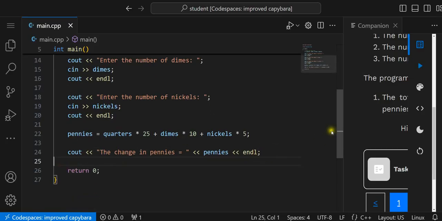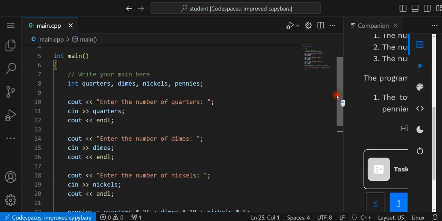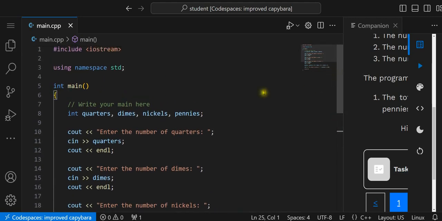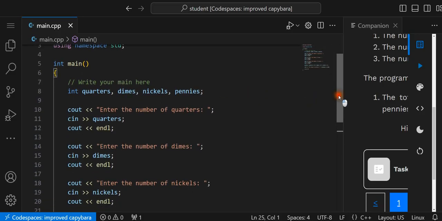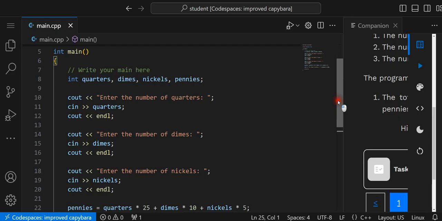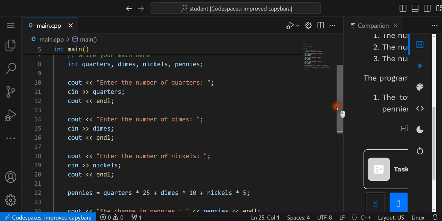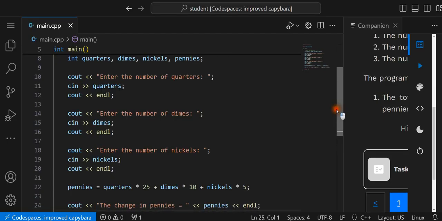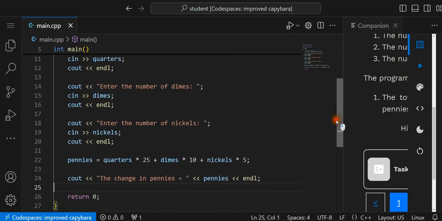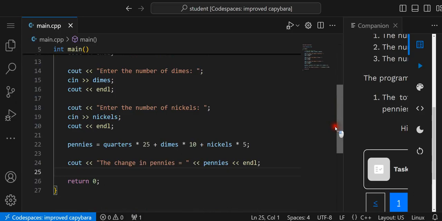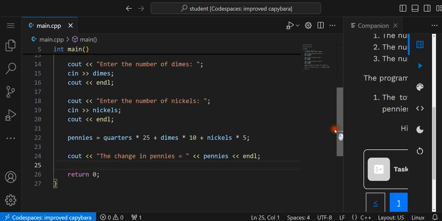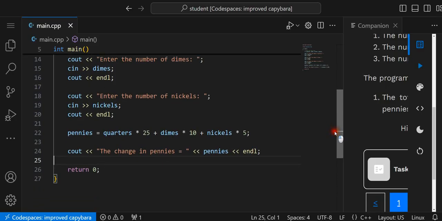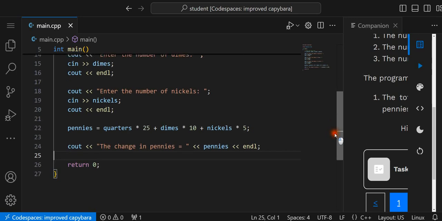All right. Let's look at it again. A lot of copy and paste, a lot of moving parts, but we simplified it pretty quick. So let's go integers: quarters, dimes, nickels, pennies. Enter the number of quarters, quarters in line. Enter the number of dimes, dimes in line. Enter the number of nickels, nickels in line. Pennies equals quarters times 25. There's 25 pennies in a quarter, 10 pennies in a dime, 5 pennies in a nickel. Right? So the change in pennies equal to pennies in line.